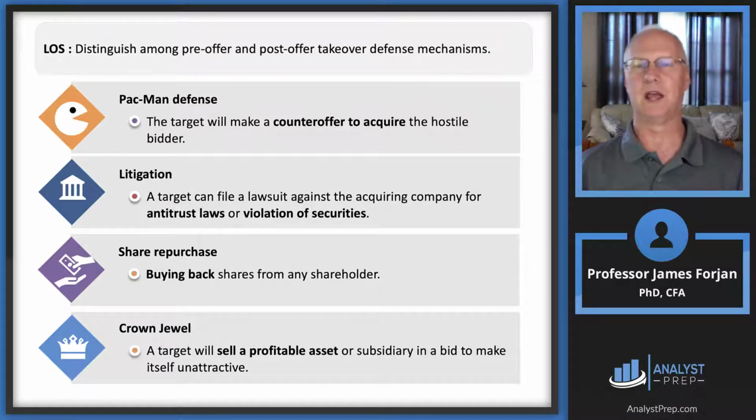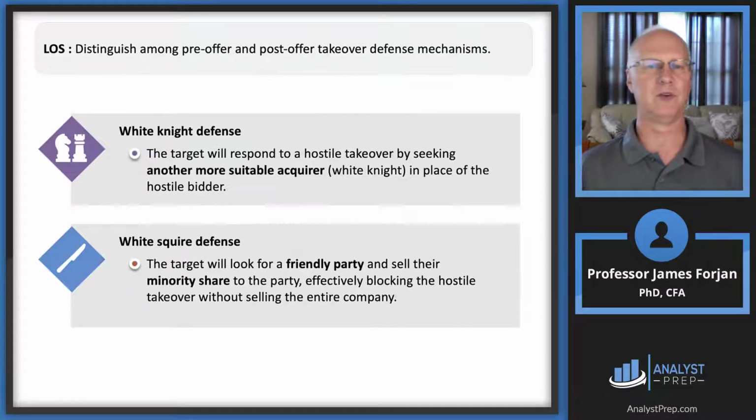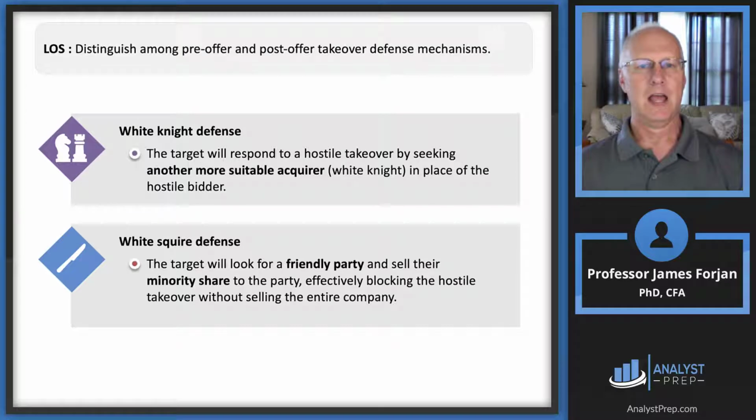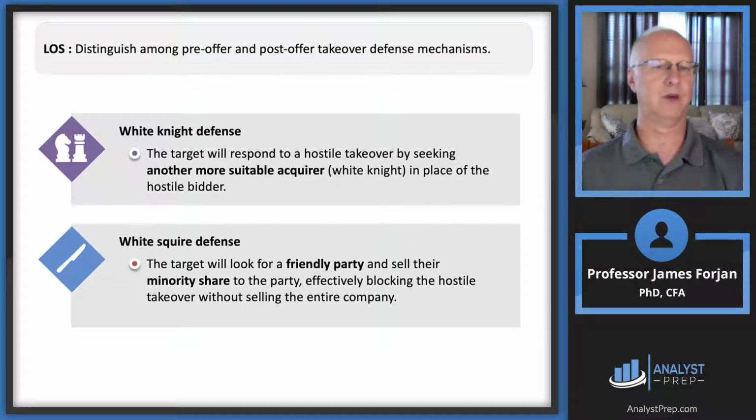A company could just say, hey, you know what? You want this particular asset, right? This particular segment or product line. We're going to sell it over there to somebody else. Therefore, you won't be interested in us anymore. And then these knight defenses or squire defenses. This is what AMP did with Tyco. They brought in a friendly acquirer. And you can do this with a majority or a minority of shares.